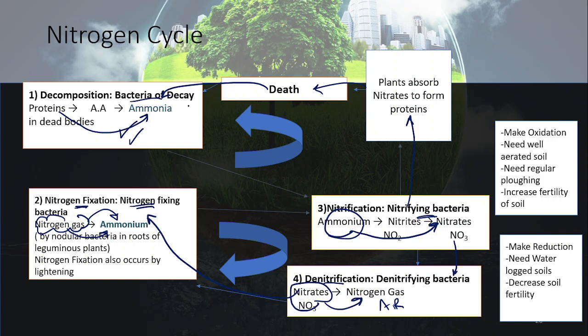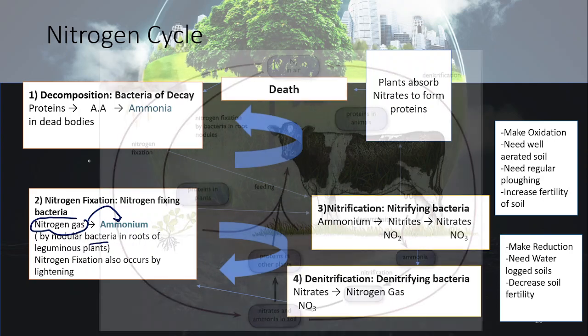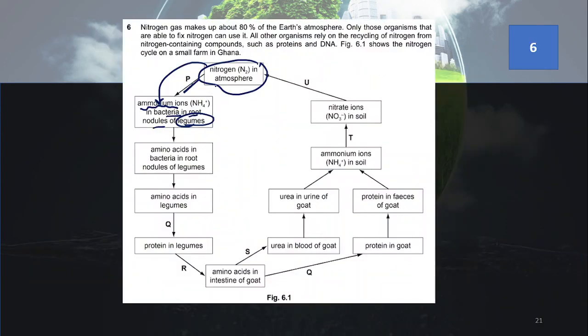Let's go back. Nitrogen gas in the air is converted into ammonium by the nodular bacteria in the roots of leguminous plants. So what's this process? It is nitrogen fixation. The nitrogen in the air is fixed in the soil, so this is nitrogen fixation. And then he completed the question.